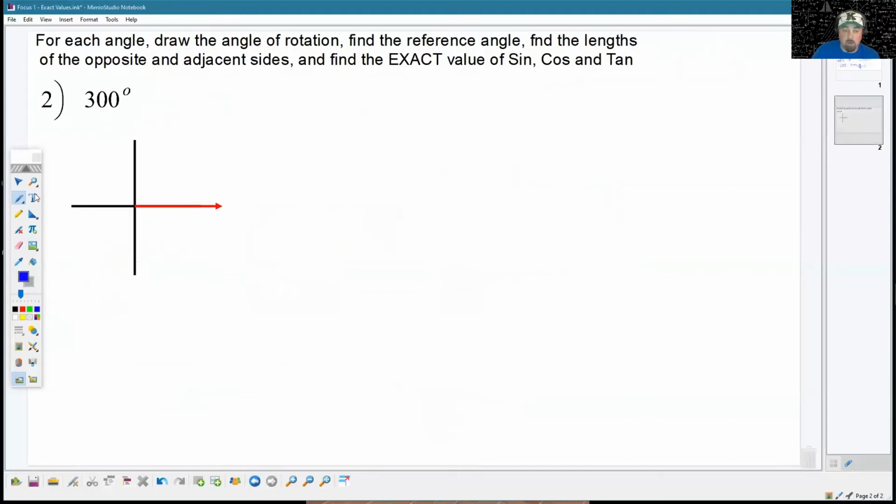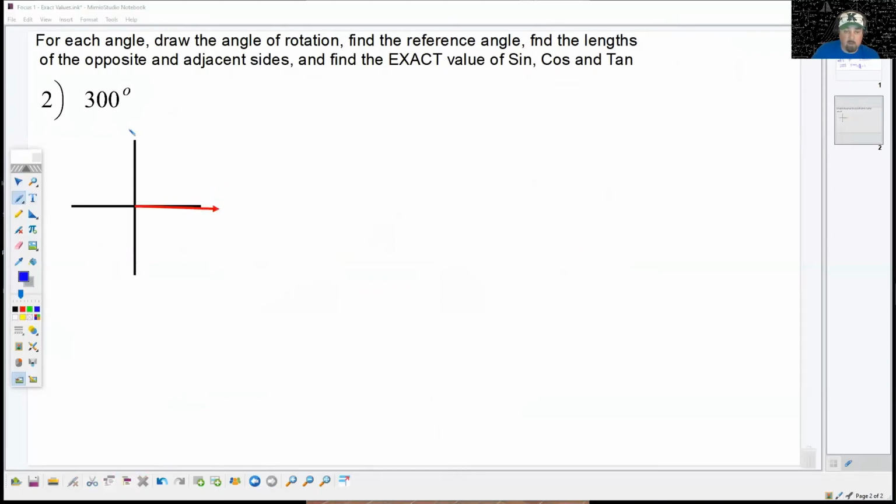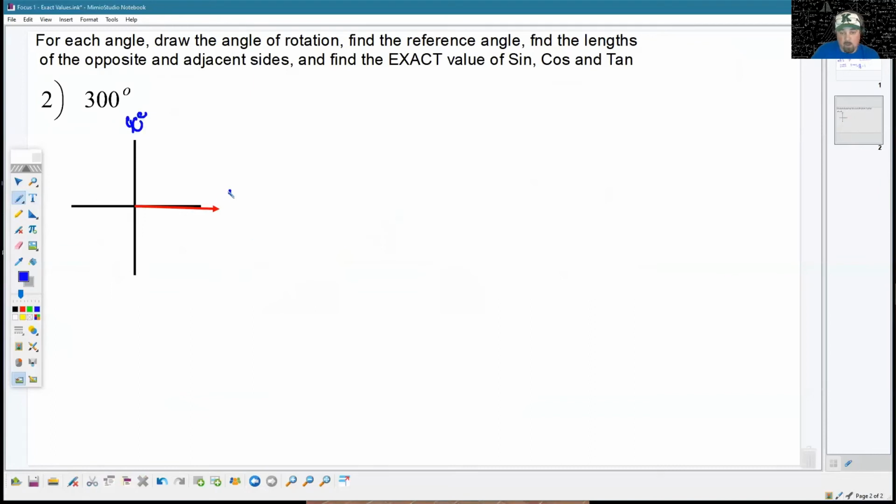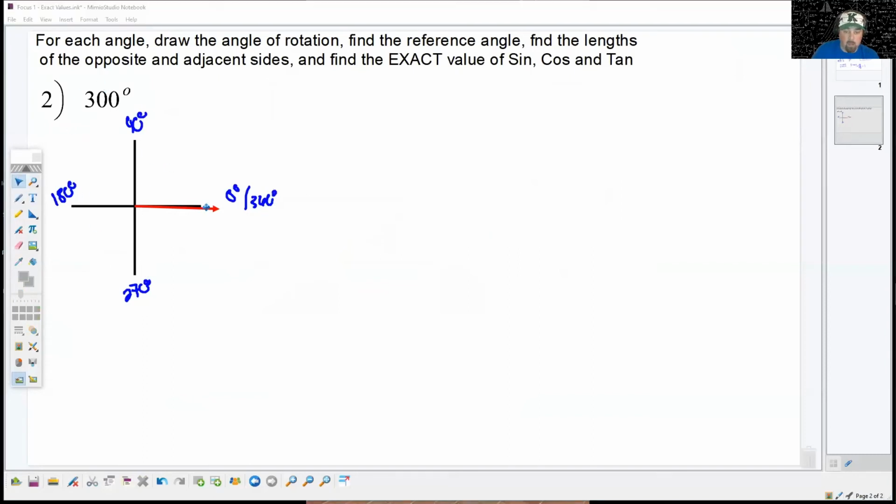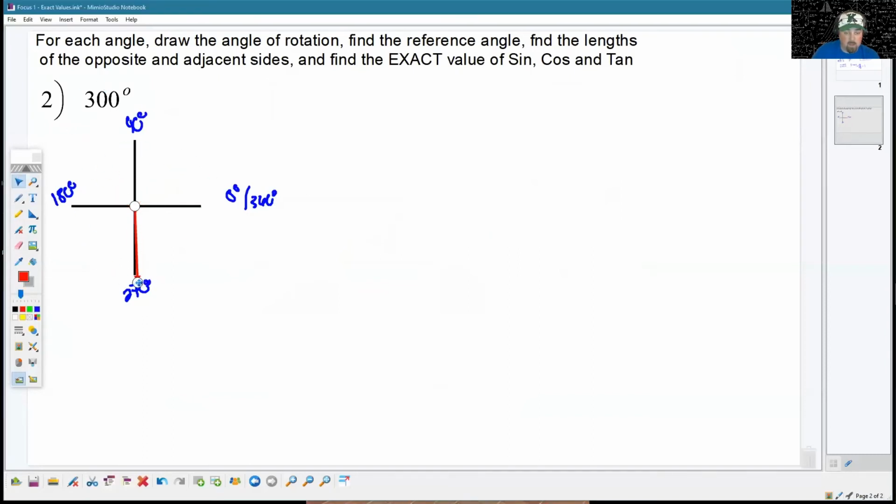300 degrees. No need to convert. Positive rotation, so 300 degrees. Let's label our axes. This is 90, because we start here at 0. This is 180. This is 270, and then all the way back here is 360, because we can continue to rotate and rotate, but we don't need to because we only need 300. So 300 takes us over here, a little closer to the negative y-axis because we're only 30 degrees past 270. This is our angle of rotation, 300 degrees.